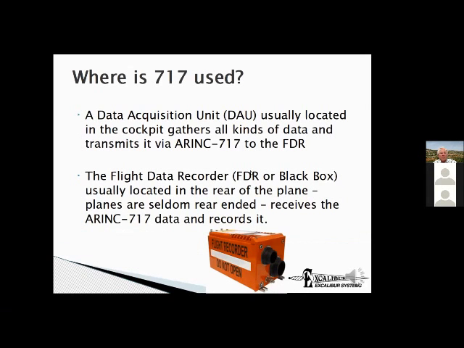Okay, so the data acquisition unit is generally going to be in the cockpit because that's where most of the avionics are, and its job is to gather data from all of the avionics buses, right? Not necessarily all, but a lot of them. And then it is going to write them to the flight data recorder, which is also called the black box. I got a picture of one. As you can see, it's not in fact black. And it's usually in the rear of the plane.